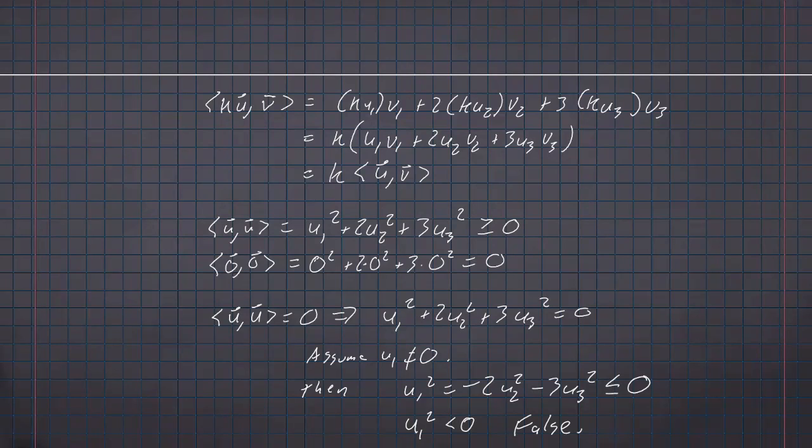And so by contradiction, we assumed that u1 was non-zero. We got that it was negative. I'm sorry, we got that its square was negative, which means that u1 was an imaginary number in the first place. And that's certainly not the case. And you can do the same thing to show that u2 being non-zero is nonsense and u3 being non-zero is also nonsense.